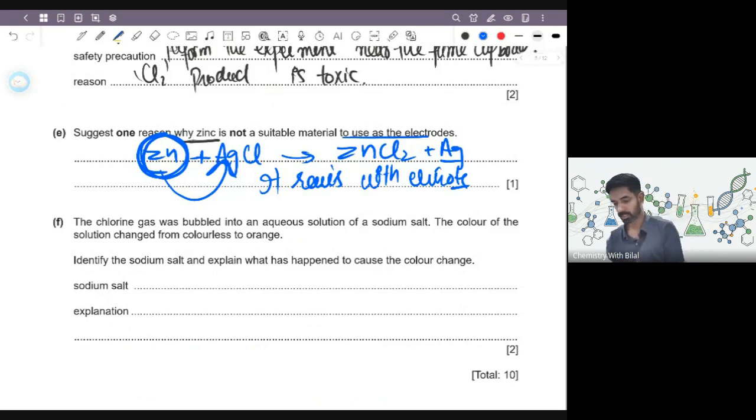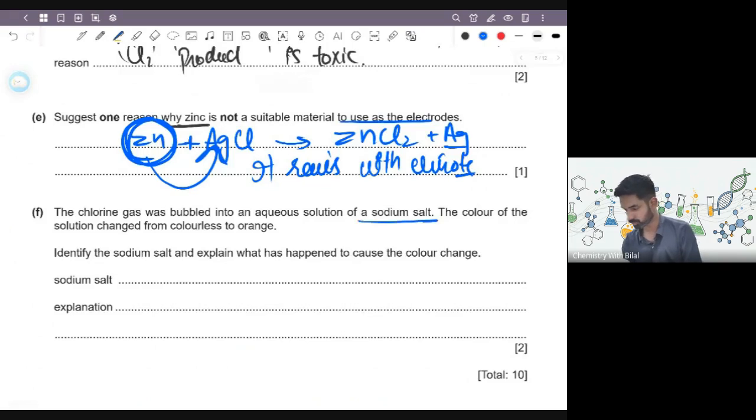All right. Chlorine gas was bubbled through an aqueous solution of a sodium salt. The color of the solution changed from colorless to orange.